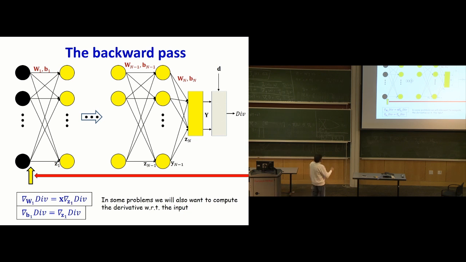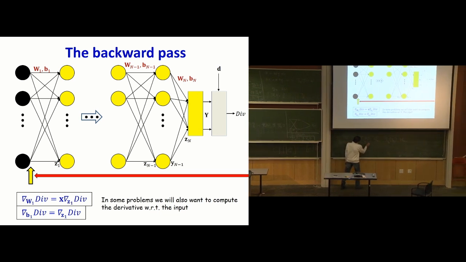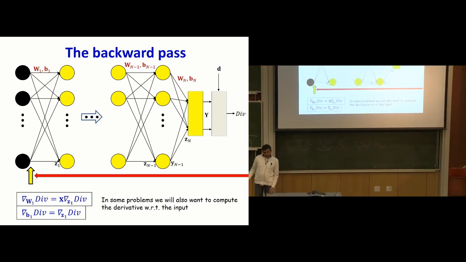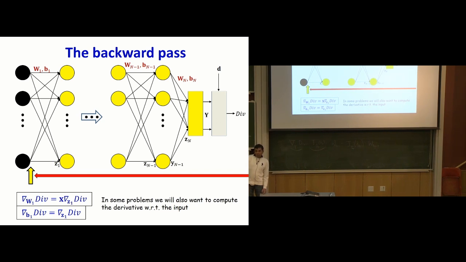And in some problems, we'll see this later, you may even want to compute the derivative with respect to the input. But what we've seen is that at each step, when you're going backwards, all that happened is that you took the current derivative and you right multiplied it by either a Jacobian or a weight. So each step going backward was just a single multiply. And so the backward pass is a very simple operation.